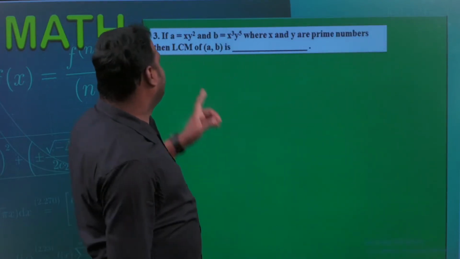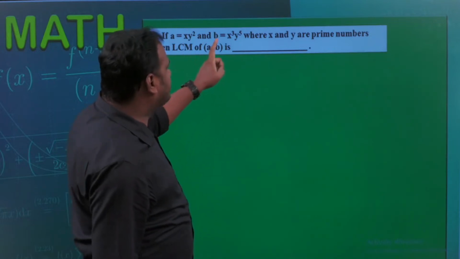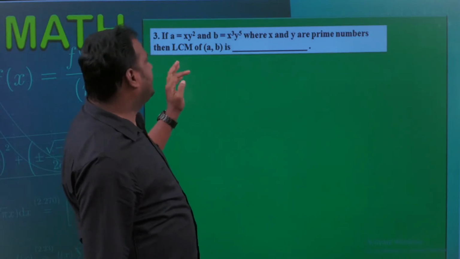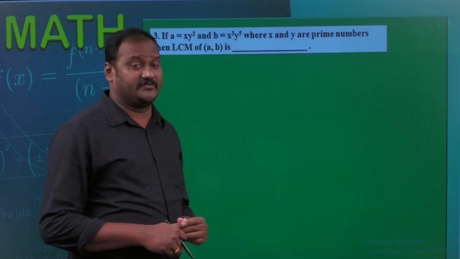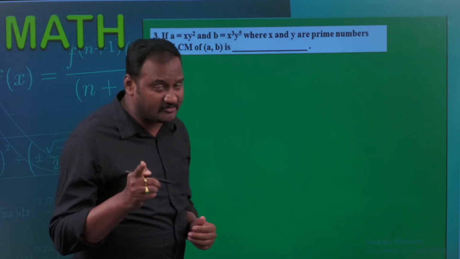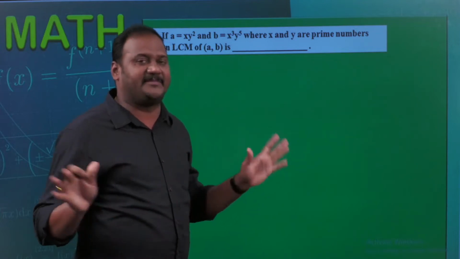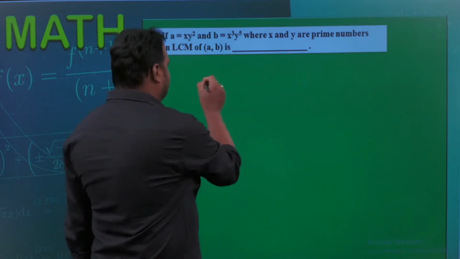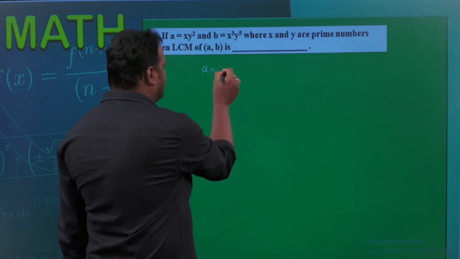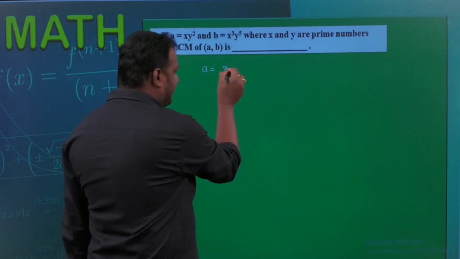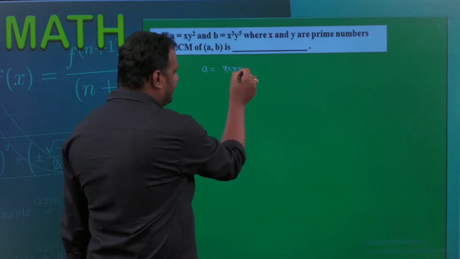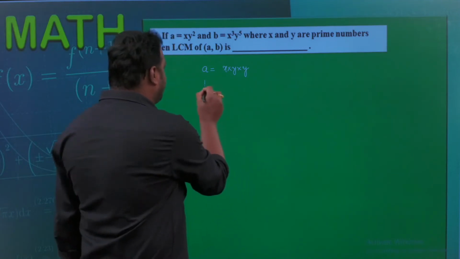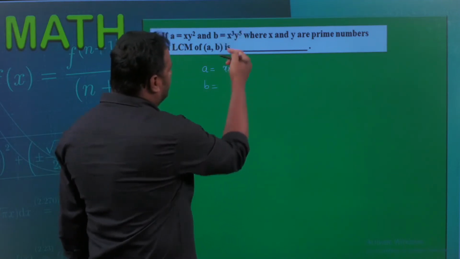Here it is. If a is equal to x y square and b is equal to x cube into y to the power of 5, where x and y are prime numbers, then what is the LCM of a comma b? See, we know how to find LCM of numbers. Do you know how to find LCM of variables? It is the same as with numbers. Just observe what I am going to do. A is equal to x y square. So can I write y square as y into y? Correct? So a is equal to x into y into y. And what about b? B is equal to x cube. X cube means what?